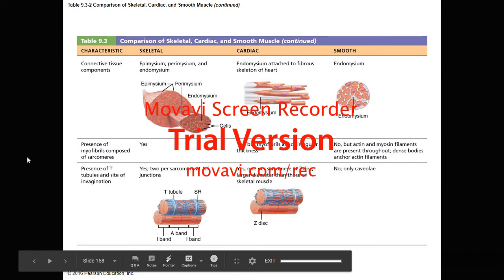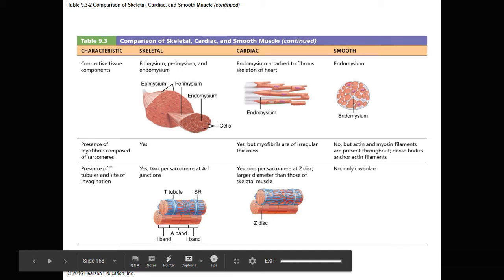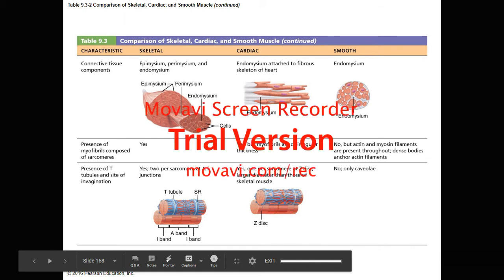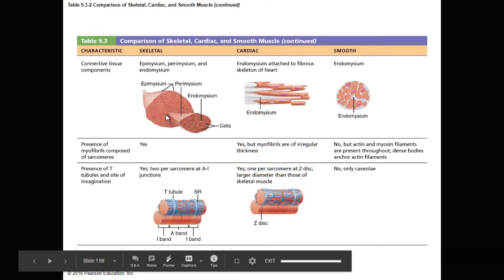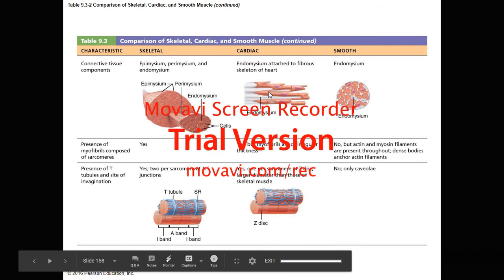So this is just showing a summary of skeletal, cardiac, and smooth muscle. When we talked at the beginning of the muscle tissue lectures, we talked briefly about the differences between skeletal, cardiac, and smooth muscle, even though we spent the majority of our time on skeletal muscle. But again, you should know the difference. Skeletal muscle has striations, and cardiac muscle has striations, but cardiac muscle has intercalated discs, so you can tell them apart.